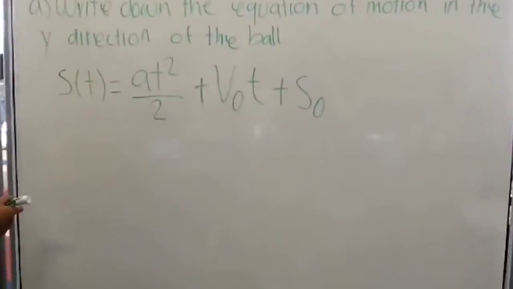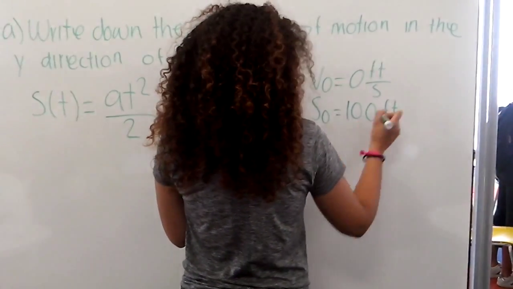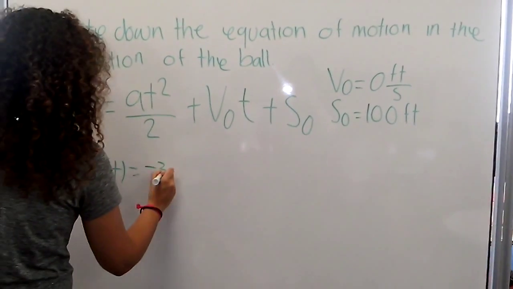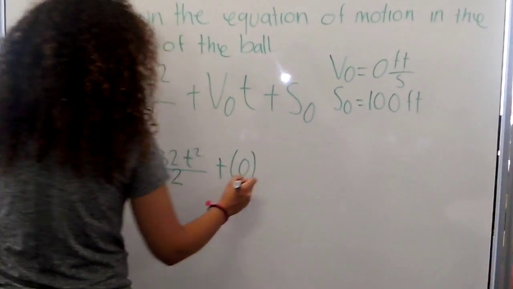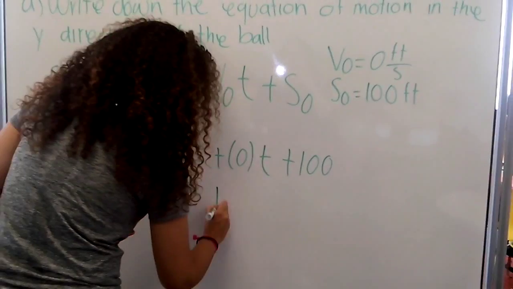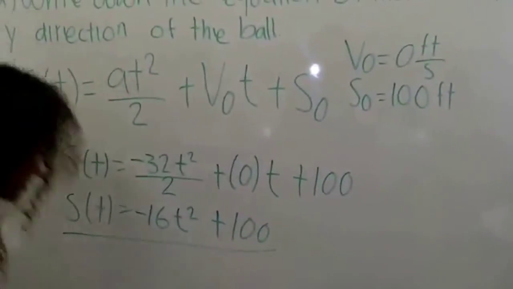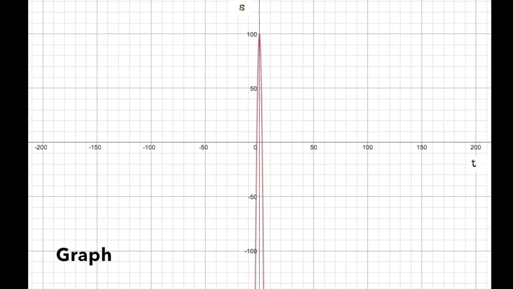Write down the equation of motion in the y direction of the ball. The position function is the following. So we only need to substitute our values: initial velocity is equal to 0 and initial height is equal to 100. So at the end we got minus 16t squared plus 100. This is our graph.